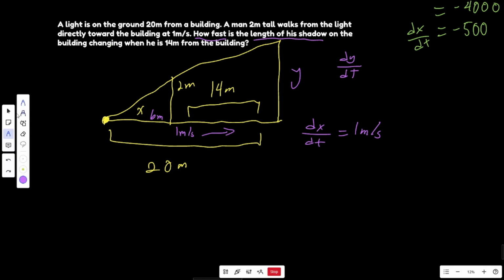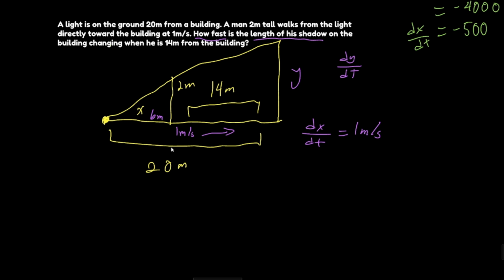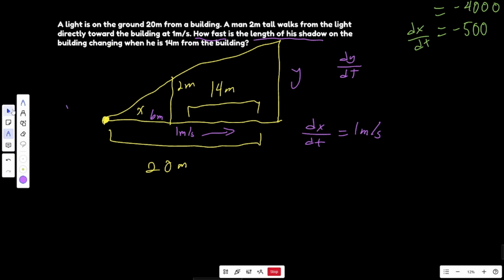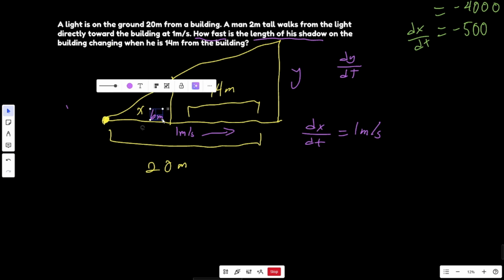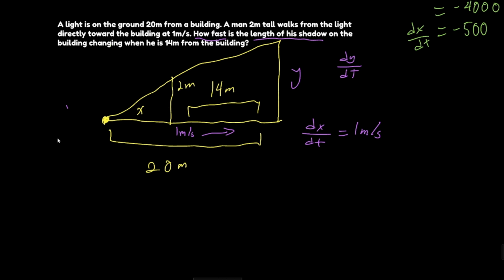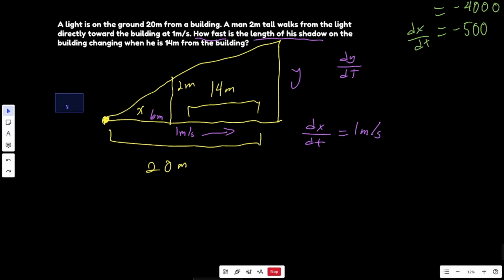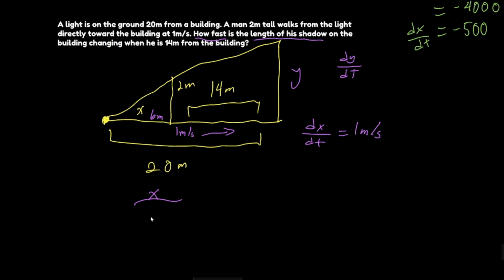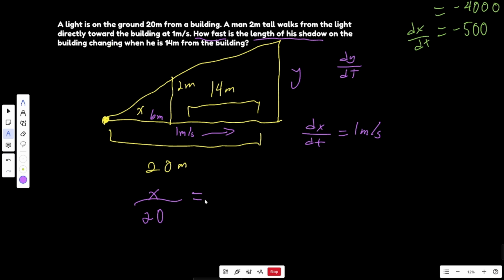Now the reason why we're not going to be using 6 meters immediately is so that we can have a definition of x. Okay, no, actually I'm gonna leave it here, but just remember that that's the reason why we're not going to be using it for this portion. Okay, so when we're going about proportionality, we want to use same sides over same sides. So x over 20 is equal to 2 over y.